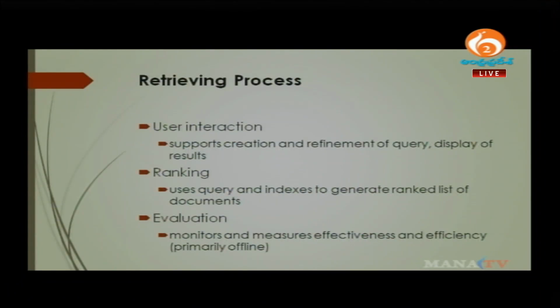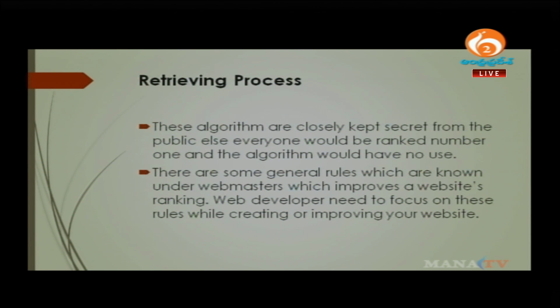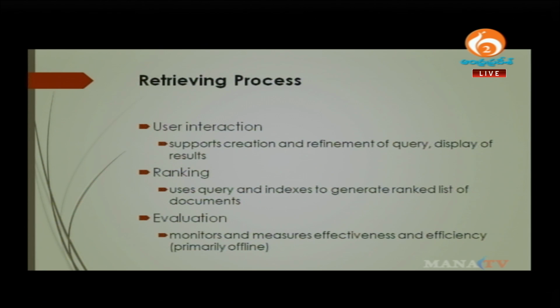So, how does the retrieval process take place? User interaction supports creation and refinement of the query and display of results. Ranking uses the user's query and indexes to generate a ranked list of documents. Evaluation monitors and measures effectiveness and efficiency. This is primarily done offline.